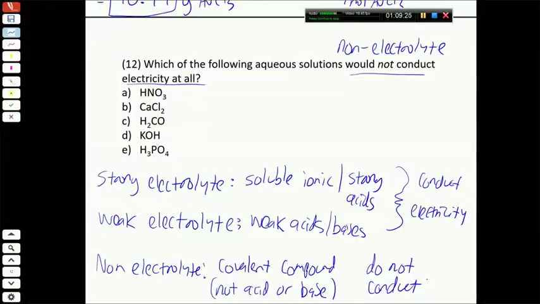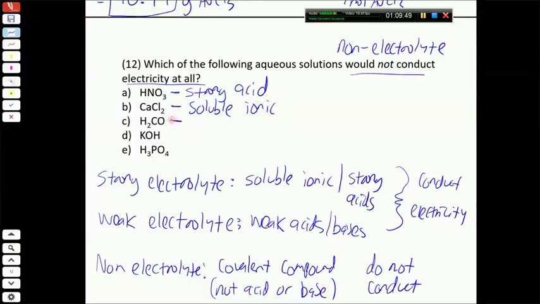All right, so the first answer choice, HNO3, we should recognize that that's one of our strong acids, nitric acid. And remember that acid formulas tend to start with hydrogen as well, so that can kind of clue you in, but not always the case. Calcium chloride is an ionic compound and it's soluble, so it would also be a strong electrolyte.